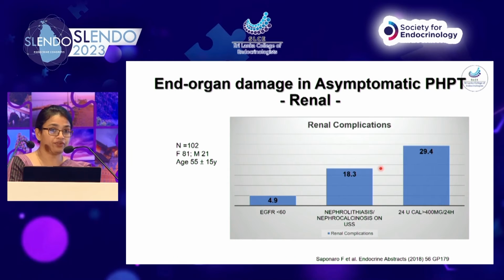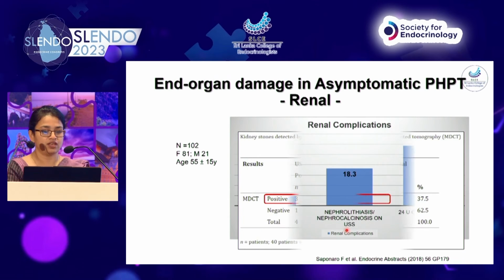Switching to the renal complications, again, among 102 asymptomatic hyperparathyroid patients, 4.9%, although they are said to be asymptomatic, had an eGFR less than 60. Nephrolithiasis and nephrocalcinosis on ultrasound scan were seen in 18%, and 24-hour urine calcium excretion of more than 400 milligrams was seen in nearly 30% of this cohort. And this is ultrasound-detected nephrolithiasis and nephrocalcinosis.